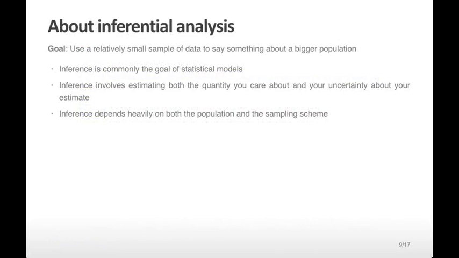The next kind of analysis is an inferential analysis. Here the goal is to use a relatively small sample of data to say something about a much bigger population. Inference is the most common goal of statistical models, and it's the main target of instruction in most statistical classes. Inference involves both estimating the quantity that you care about for a population based on a small sample and being able to quantify the uncertainty that you have about that estimate. Inference depends heavily both on the population that you care about and the way that you've sampled that population.